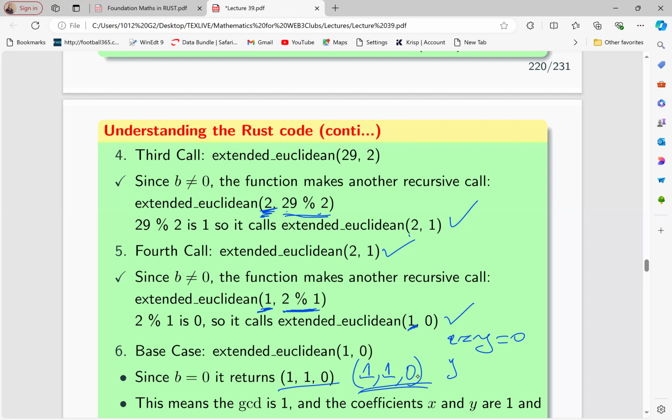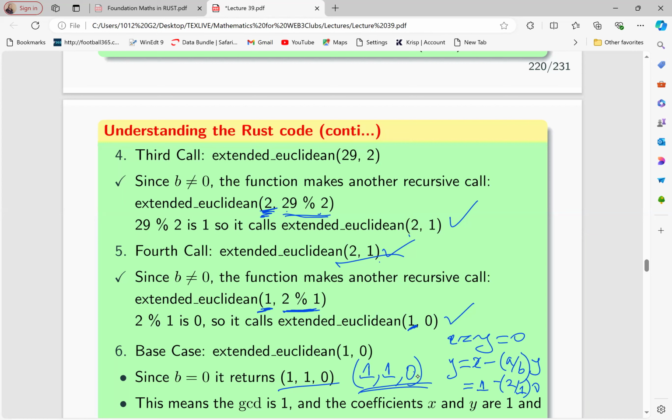What becomes of Y? Y becomes X, the X that you come with, is that okay? Minus A divided by B multiplied by Y that you come with. The X that you come with is 1. And the point we are referring to is 2, 1. So our A in this case is 2, and B is 1. And then Y that it comes with is 0. So that Y becomes 1. Is that okay?